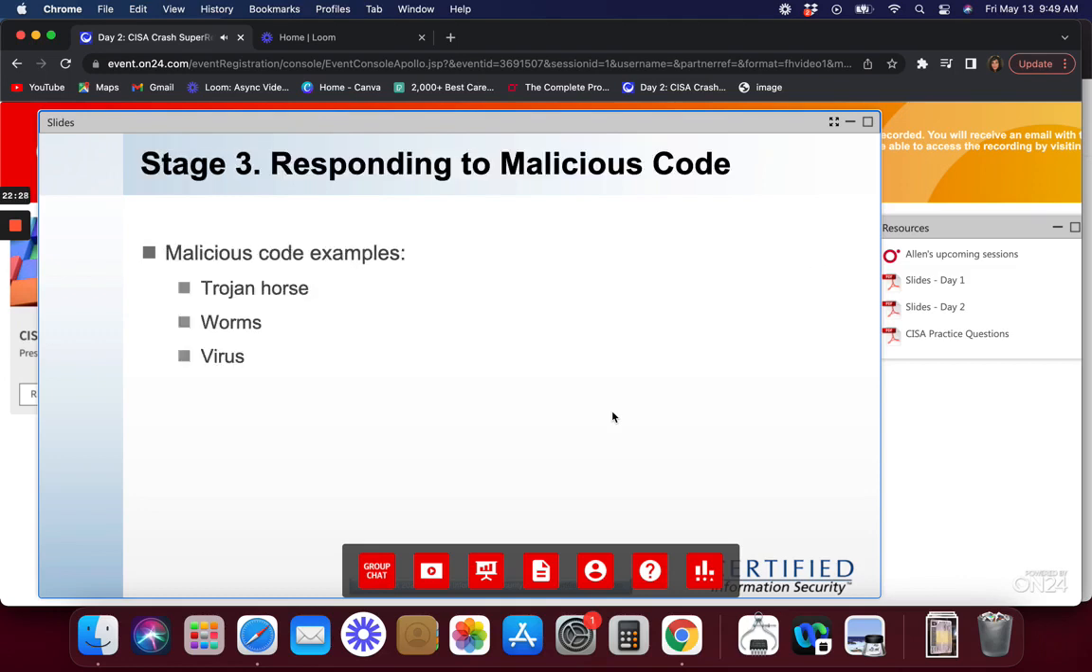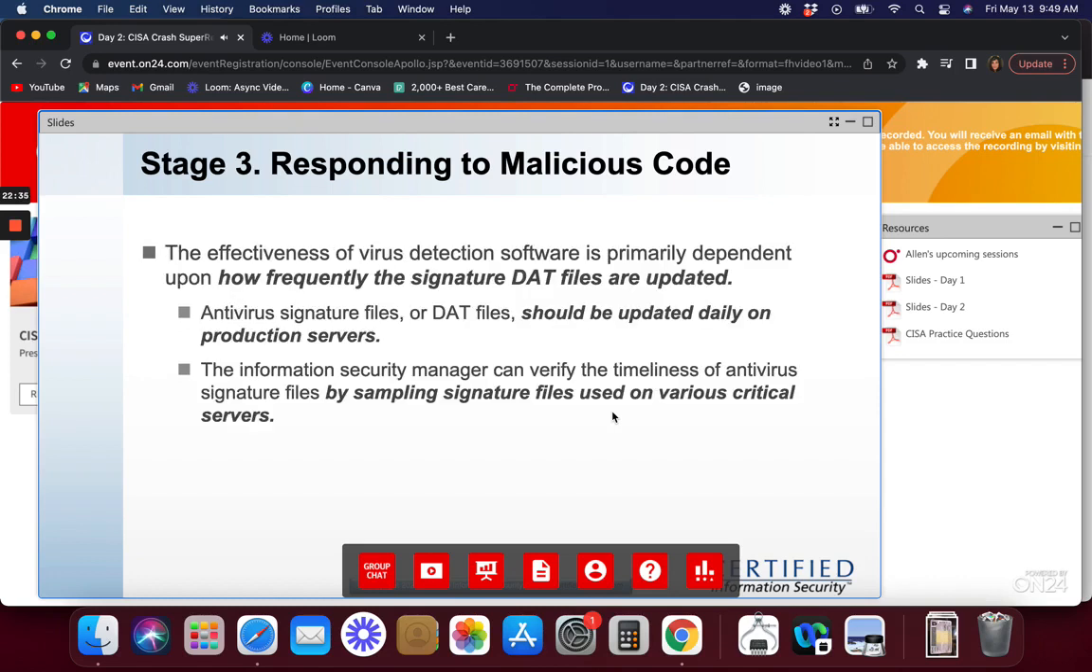Responding to malicious code, again, we already understand what malicious code is. Viruses, worms, Trojan horses. You'll need to know the difference between the three. A virus needs a carrier, it needs an email, it needs something to bring it, and it needs to be opened or used in order to enact it, as opposed to a worm. It's self-propagating. It doesn't need that carrier. It can do it on its own. So again, responding to malicious code, ISACA wants to make sure you understand how important antivirus is and keeping it up to date.